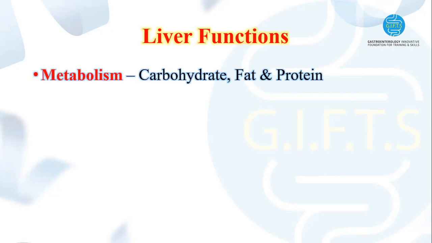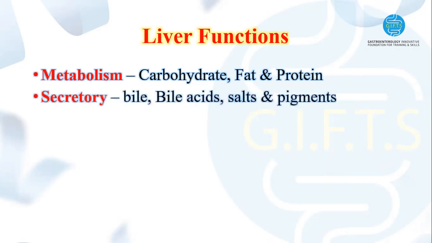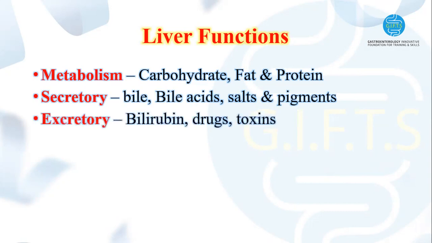And that's why this also explains that people with liver cirrhosis and liver derangement have problems in the metabolism of such things, and they soon develop diabetes because they are unable to metabolize carbohydrates in the proper manner. Of course, the secretory function, like secreting bile, bile acids, salts and pigments, is very crucial and important in the digestion and absorption of fats and fat-soluble vitamins.